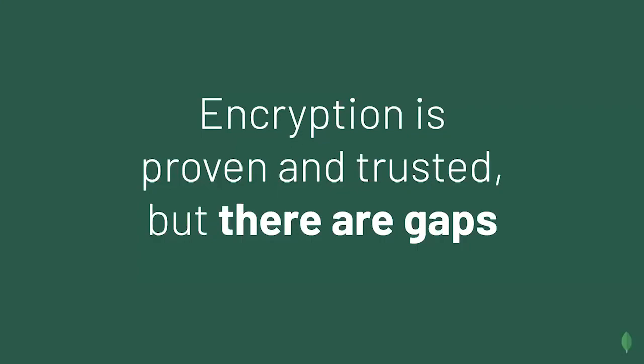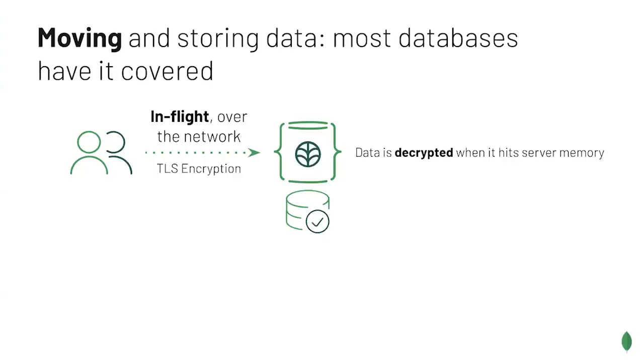So encryption is proven and trusted, right? In commercial computing, encryption has been around for close to 60 years, but there are gaps. So when we think about moving and storing data, most databases have that covered. As we're moving data from our application into the database or between replicas of a distributed database, we can encrypt data while it's in flight over the network using TLS encryption. But as soon as data hits server memory, it's decrypted so it can be processed by the database.